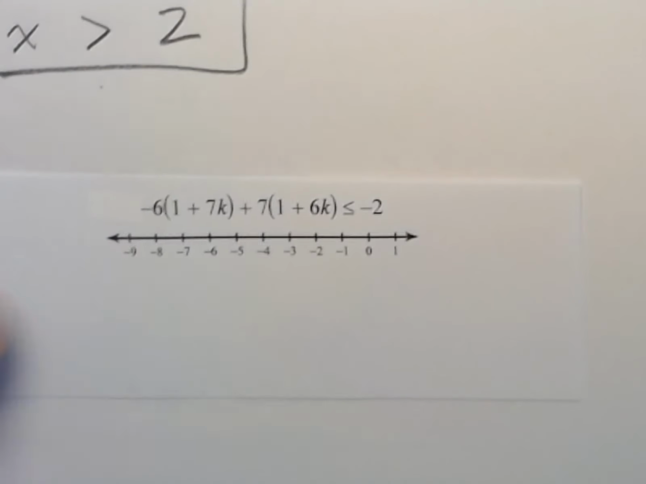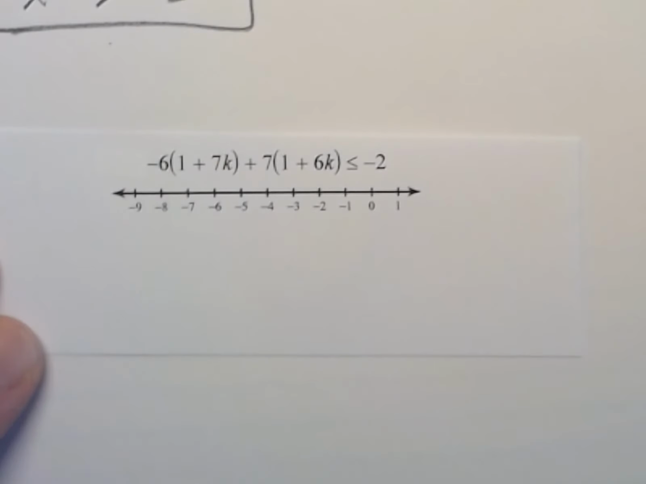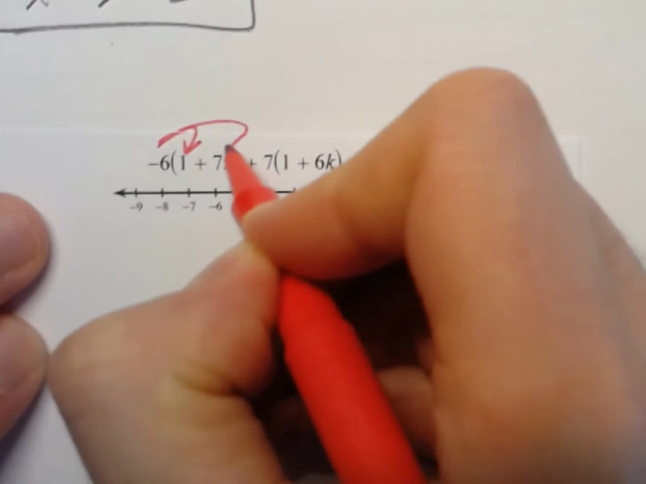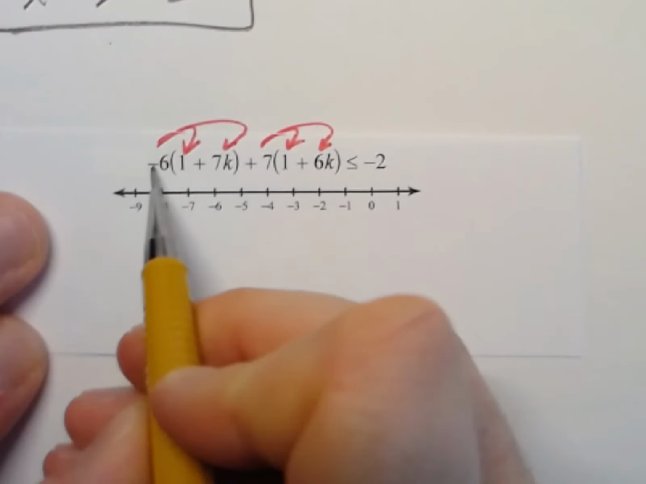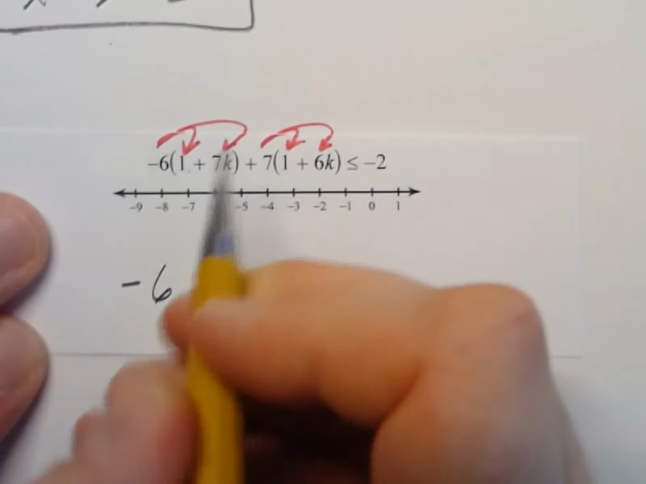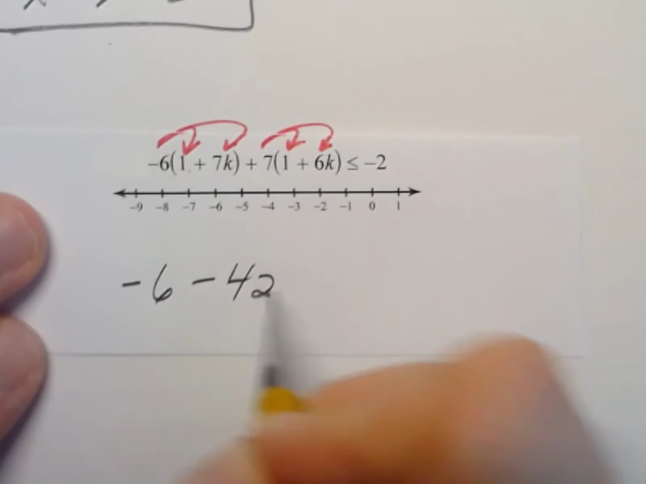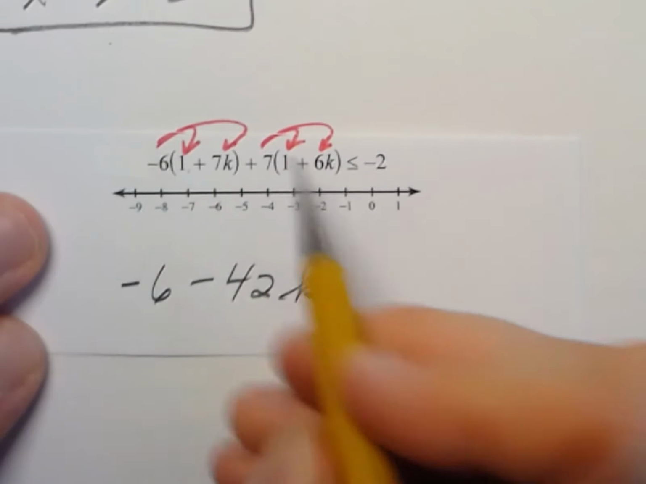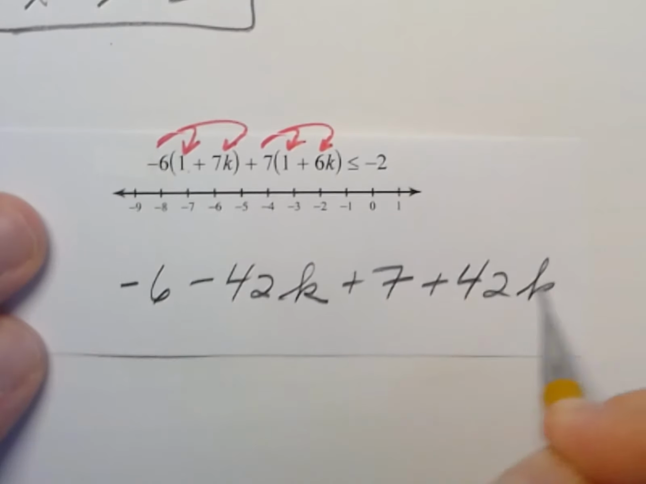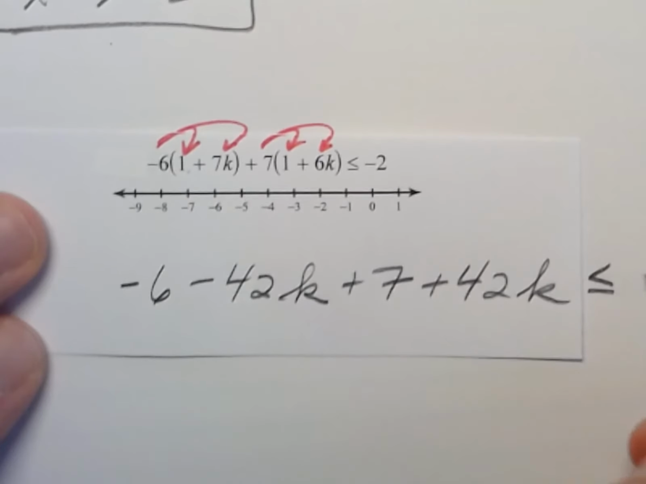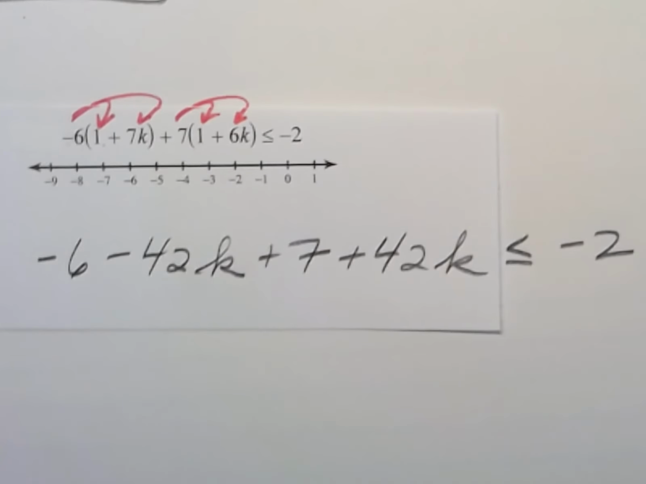Here's one with all of this stuff going on in this problem. I think the best thing to do is just distribute and then combine where you can. So I'm going to distribute there and there, and I'm going to distribute there and there. You can do two distributions in the same step. So negative 6 times 1 is minus 6. Okay? Negative 6 times 7k is a minus 42k. 7 times 1 is 7. 7 times 6 is positive 42k. And all of that is still less than or equal to negative 2. It's a long problem.